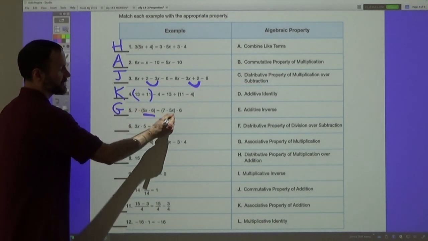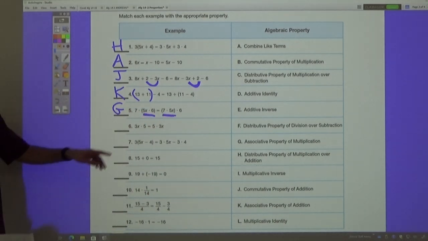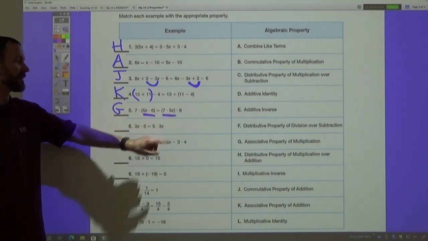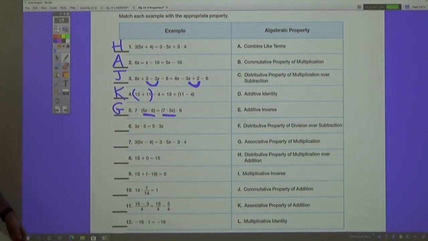5 is G. G is the associative property of multiplication. Again, we switched what was inside the groups. We have 5x times 6, and we have 7 times 5x. We switched what we were multiplying first.